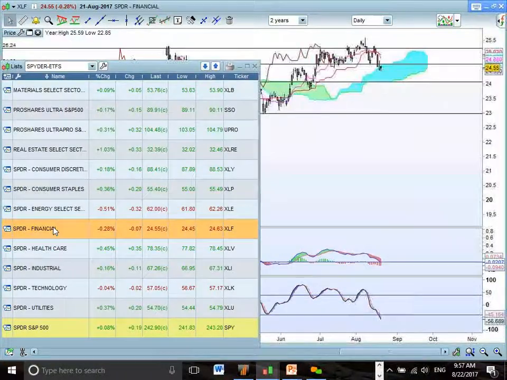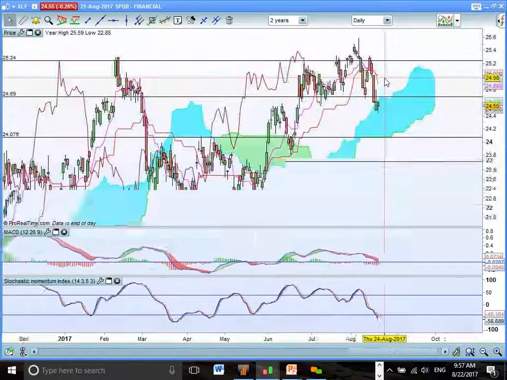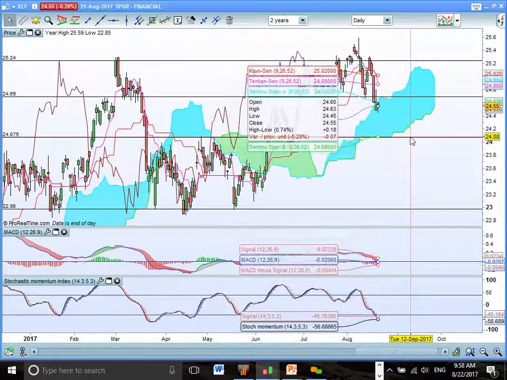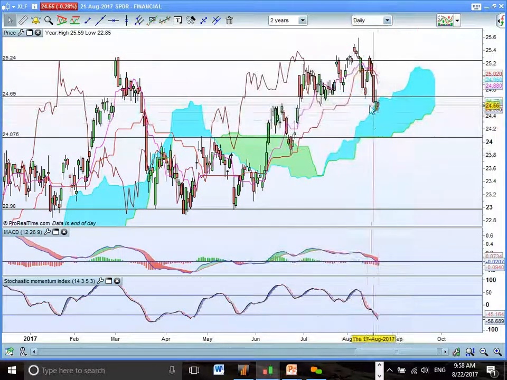All right. XLF, finance, dipping into cloud chart support here at the top end of the cloud. Watch the bottom end of the cloud for support at 24. Old highs is resistance here. Top end of the cloud is resistance. So it's fighting for support here. It's going to go down to 24, or if it finds a successful rebound from this level, we're looking for a rebound back up to 25.